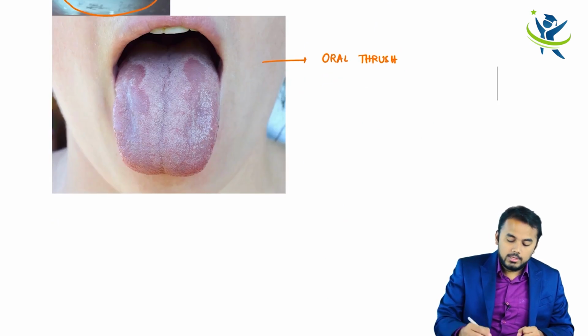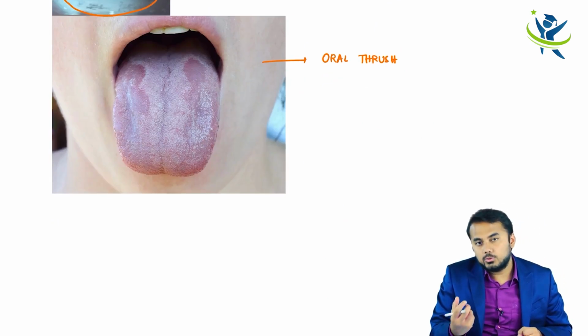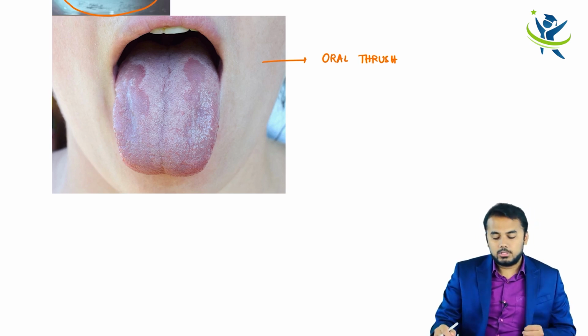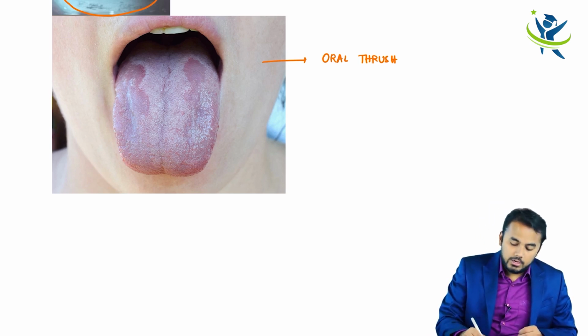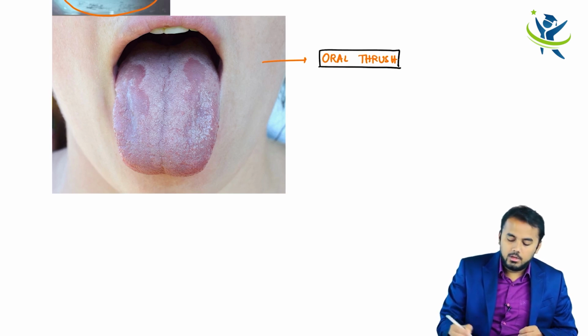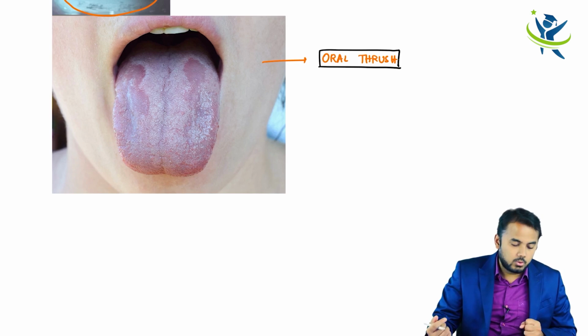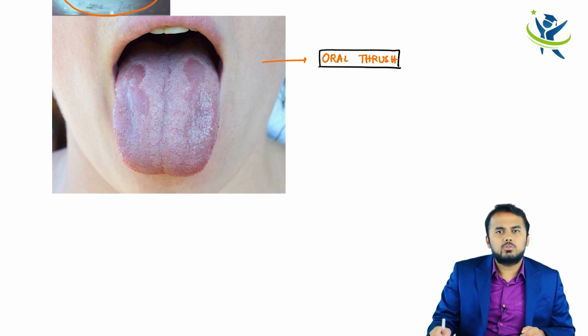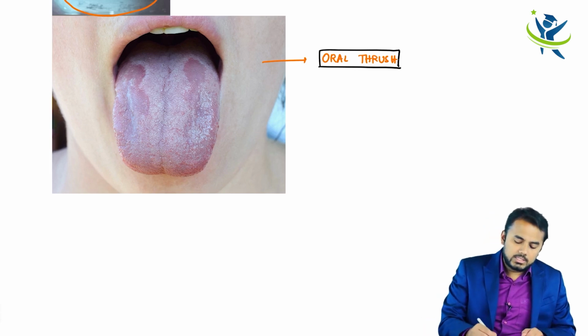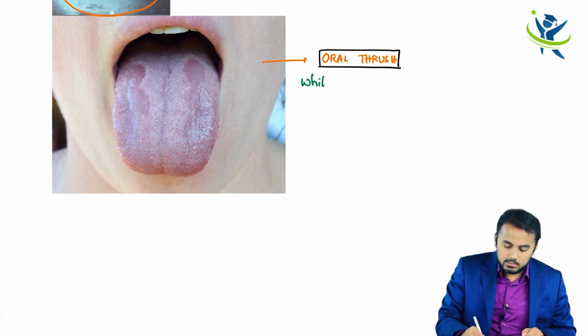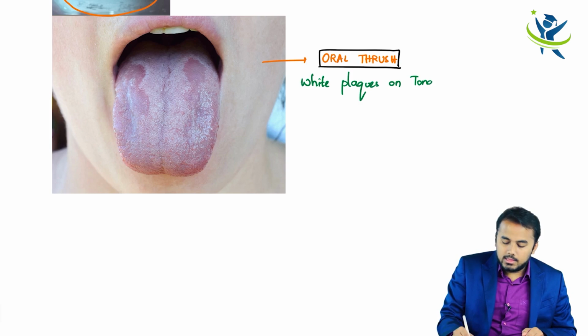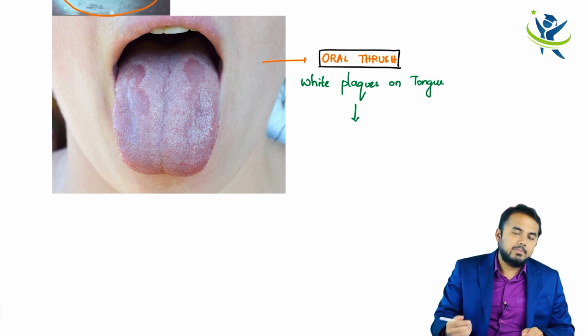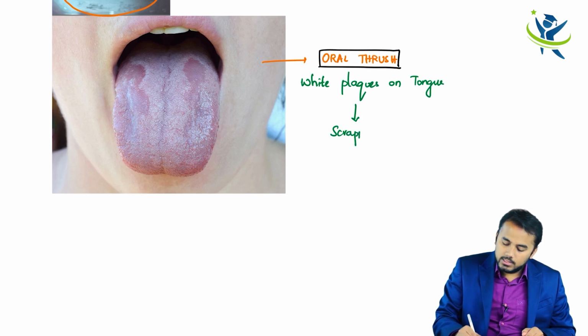I already told you that in those patients who are immunocompetent and using inhaled corticosteroids, you're going to see oral thrush in them. Right? So, when you see oral thrush, how can you describe it? There are some white color plaques on the tongue, right? And when you try to scrape them off, they are easily scraped off. So, you're going to see white plaques on the tongue, and these white plaques can be scraped off.